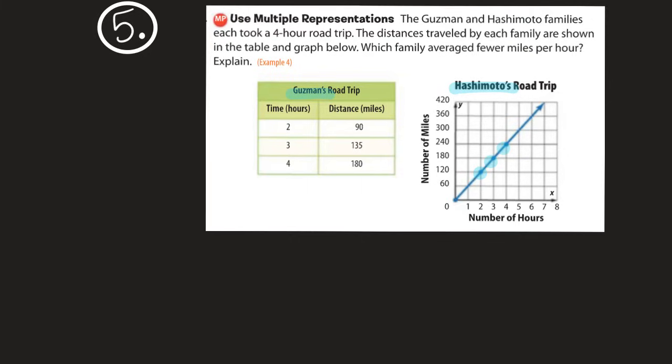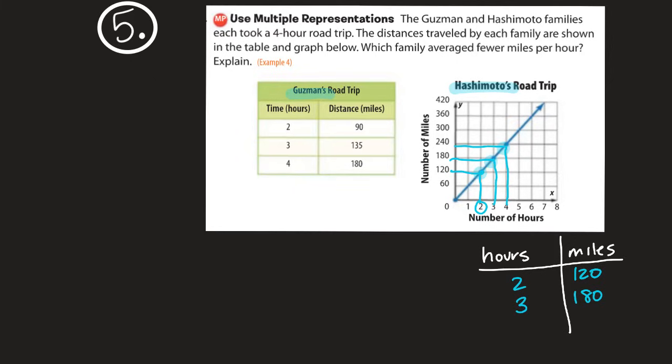So we would have hours as our x, and we would have distance in miles as our y. And we're just going to take the points in the graph and put them straight into the table. So when x is 2, y would be 120. When x is 3, y is 180. And then when x is 4, y would be 240.